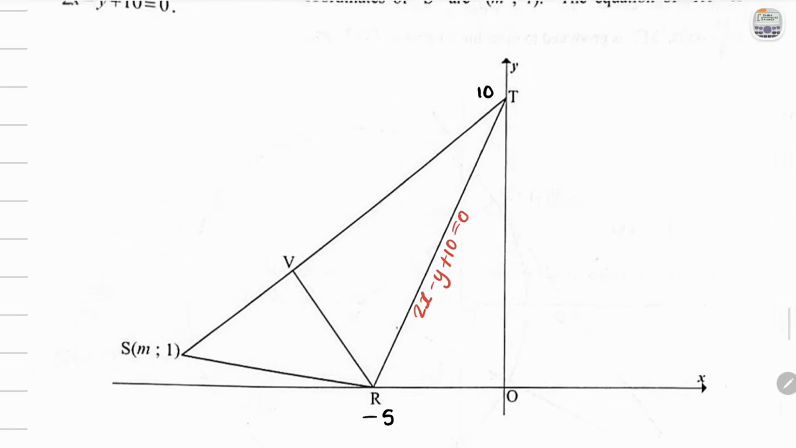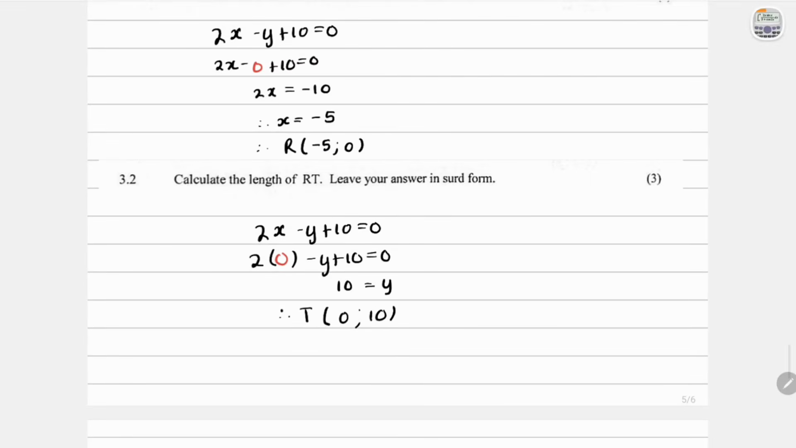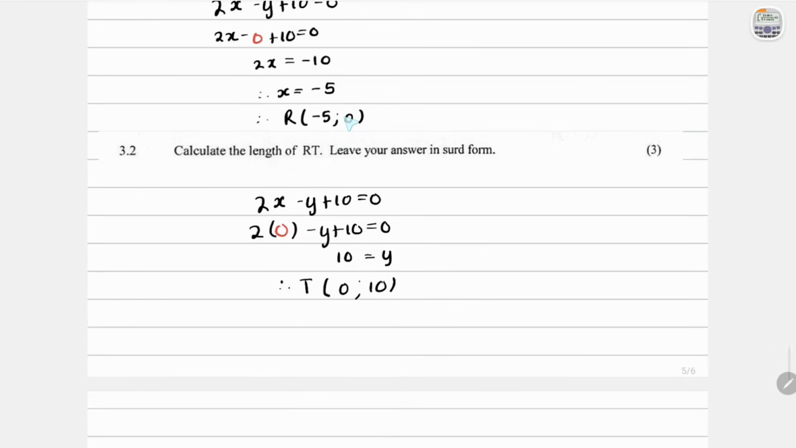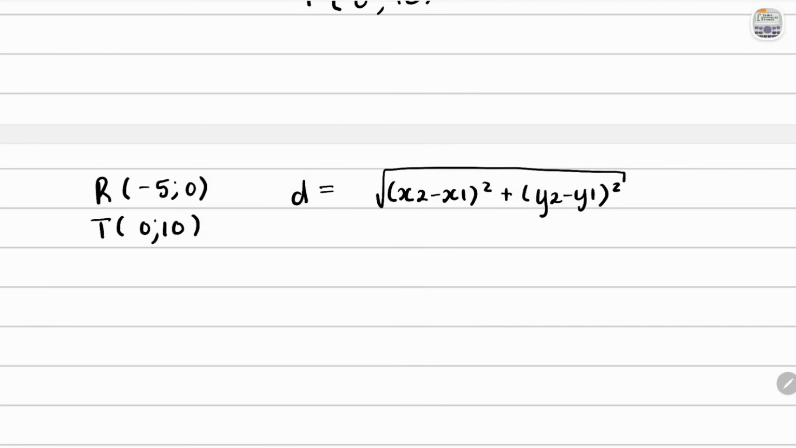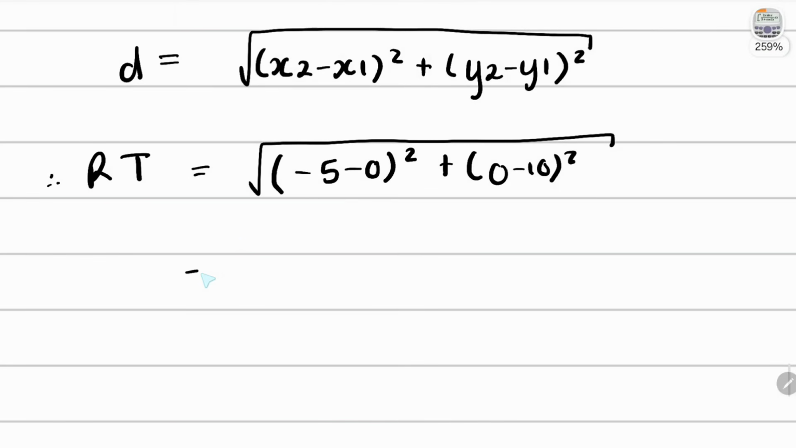So now that we have the coordinates of R and T, we can find its length using the distance formula. So let's put down the distance formula and our points R and T. Remember that the formulas are in your formula sheet. So this means that RT is therefore the square root of x2 minus x1. You can just follow a specific order. So I'm going to say the top ones minus the bottom ones. So that's going to be negative 5 minus 0 all squared plus 0 minus 10 all squared.